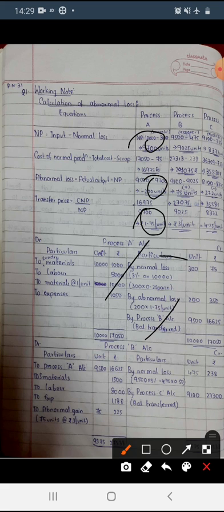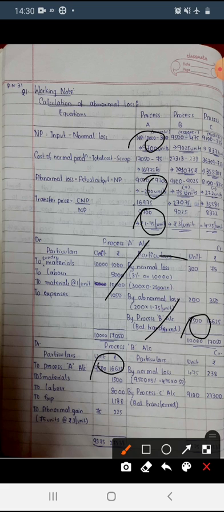Next, under process B, first you have to take the output of process A. Output of process A should be considered as the input of process B. Then raw materials given in the problem 1500, labor is how much? 8000, expenses how much? 1188.